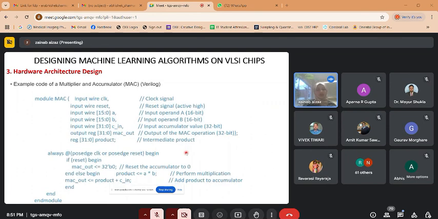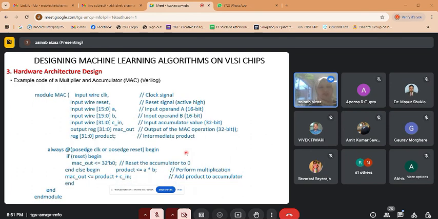Firstly, I'll explain what the code for a multiplier and accumulator is. You see it's in Verilog. So it's a simple one. If you want to model a MAC, I just told you that CNNs use a lot of MACs. So in a MAC, you just do multiplication and addition. So you just input, this is a 16-bit MAC, right?